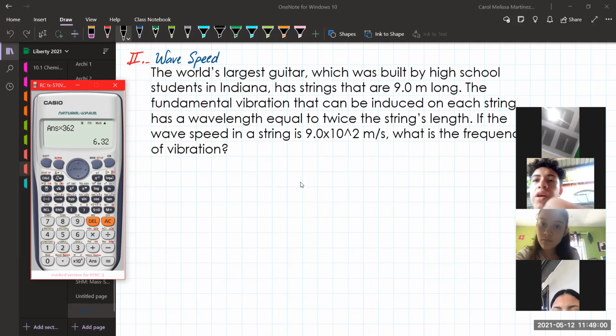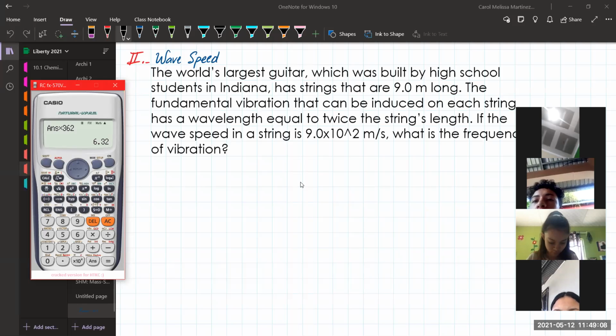The world's largest guitar, which was built by a high school student in Indiana, has strings that are 9.9 meters long. The fundamental vibration that can be induced on each string has a wavelength equal to twice the string length. If the wave speed in a string is 9 times 10 to the second power meters per second, what is the frequency of vibration?